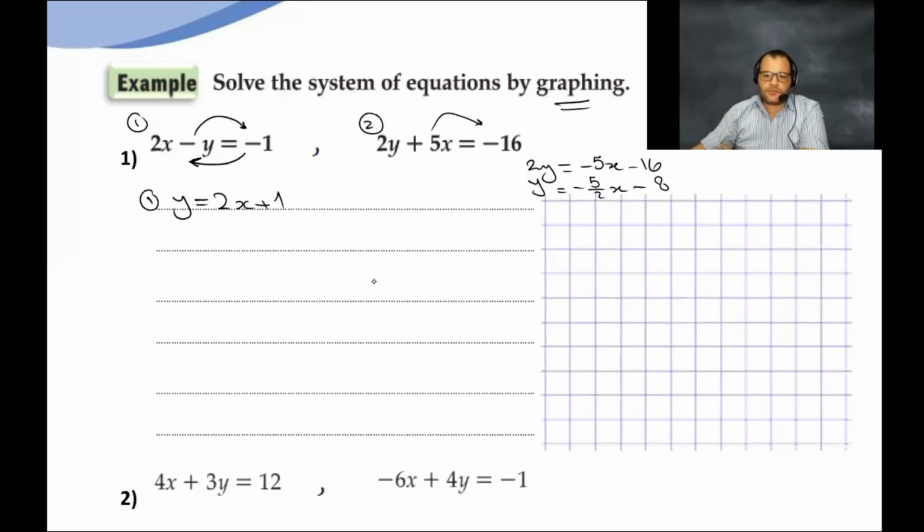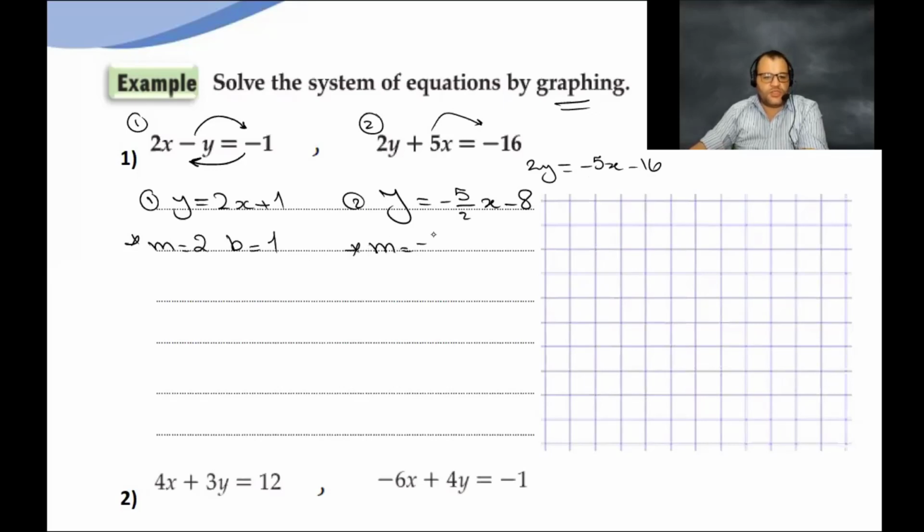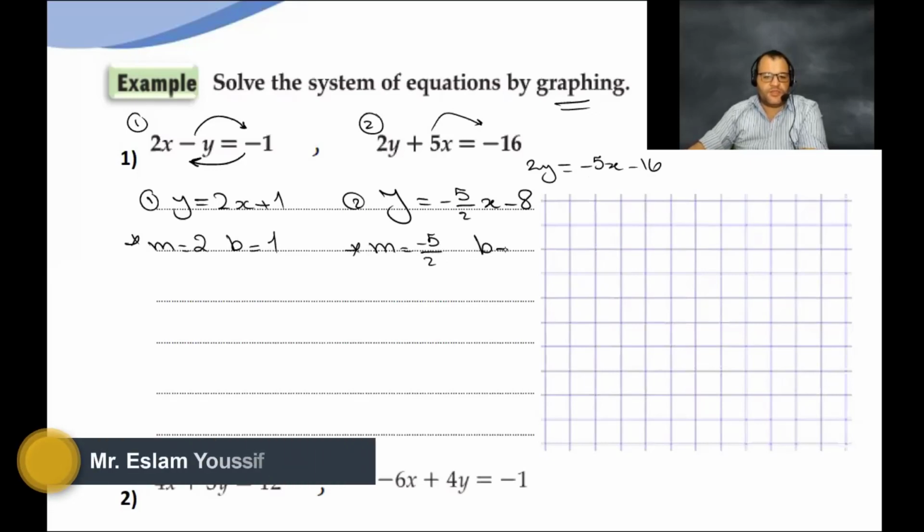Okay. So for the first one, what is the meaning of that? We divided by 2. We divide by 2, yes. So y equals negative 5 over 2 x minus 8. That's equation number 2. From the first one, we find that the slope m is equal to 2 and the y-intercept equals 1. From the second one, the slope is equal to negative 5 over 2 and the y-intercept is equal to negative 8. So how can we graph that? Those are the coordinates.